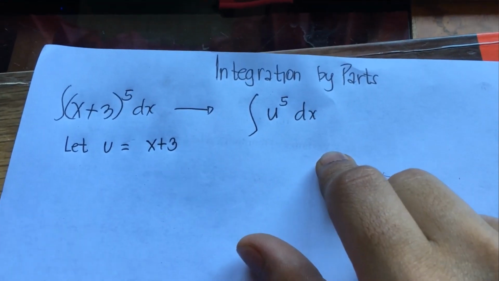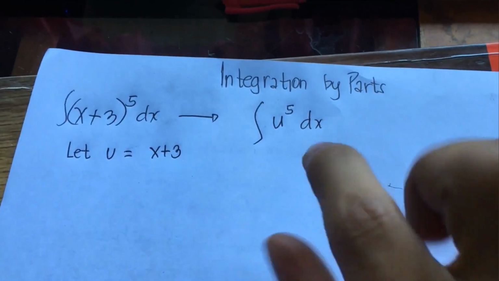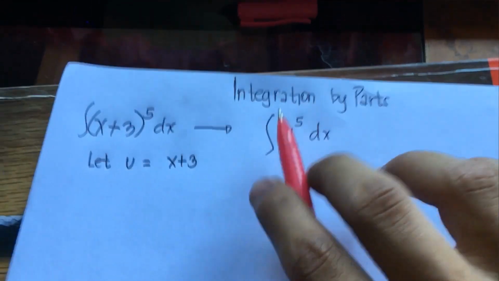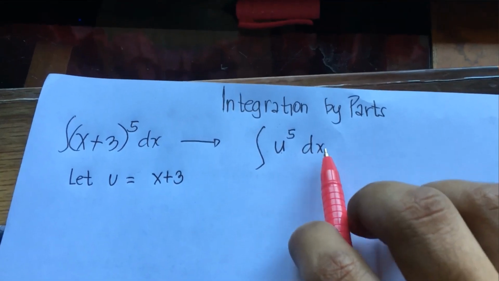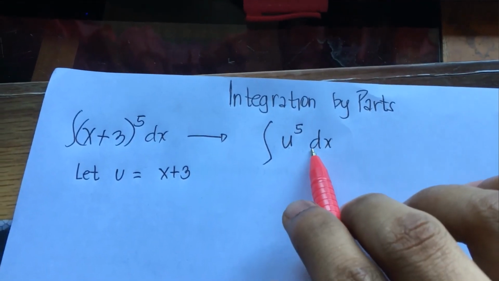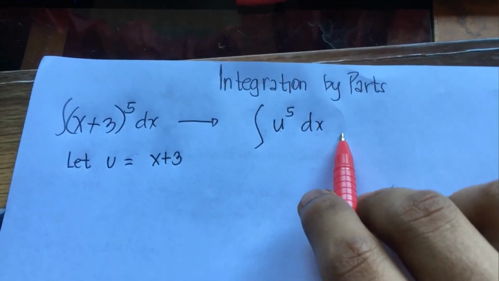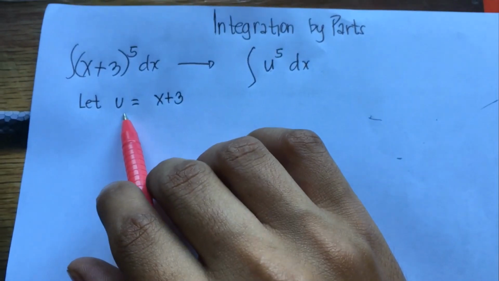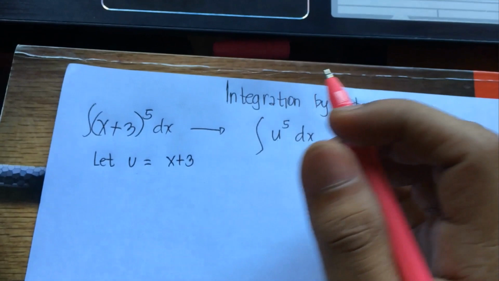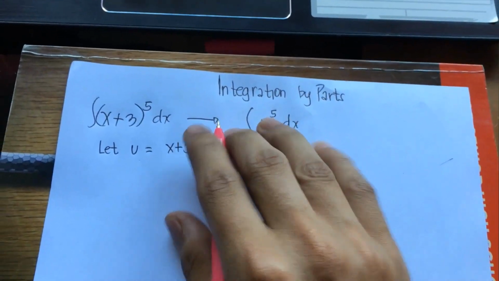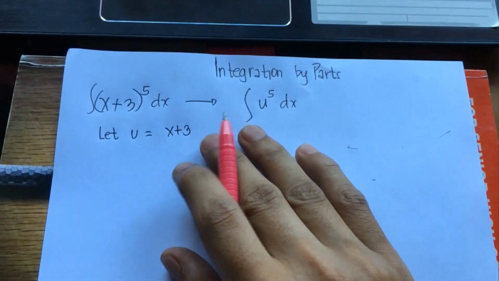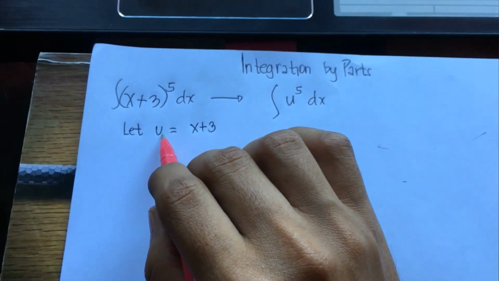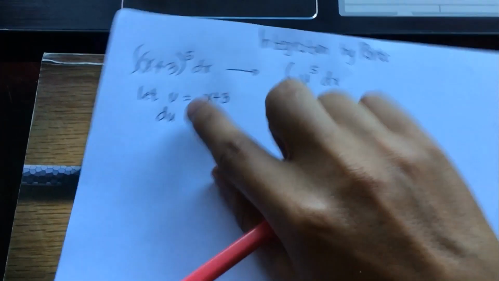Always take note: if there is x here, it should be dx; if there is u here, it should be du. So we need to transform this dx into du. Now, what is the derivative of u? Let's go back to our lesson on derivatives. The derivative of u is du.